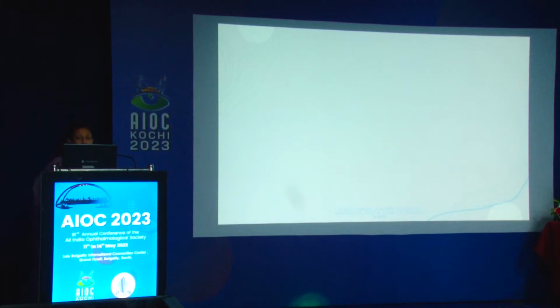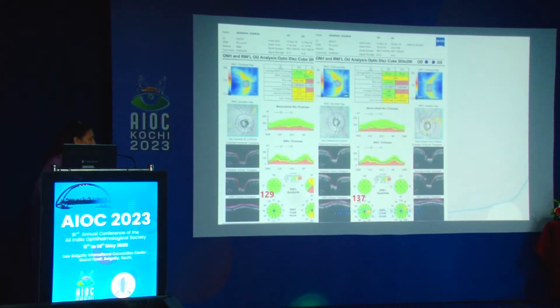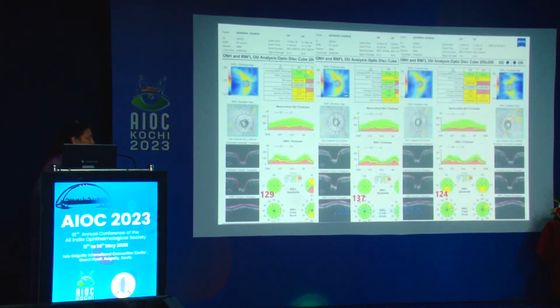OCT, when you have fewer scans, you eyeball the scans. But if you want to say that OCT is a very precise machine, in this superotemporal quadrant, 129 is the measurement. After 6 months, it became 137. After another 6 months, it's 124. So, fluctuation is part and parcel of any machine, even OCT, which is claimed to be very sensitive. And then, how much change is significant?